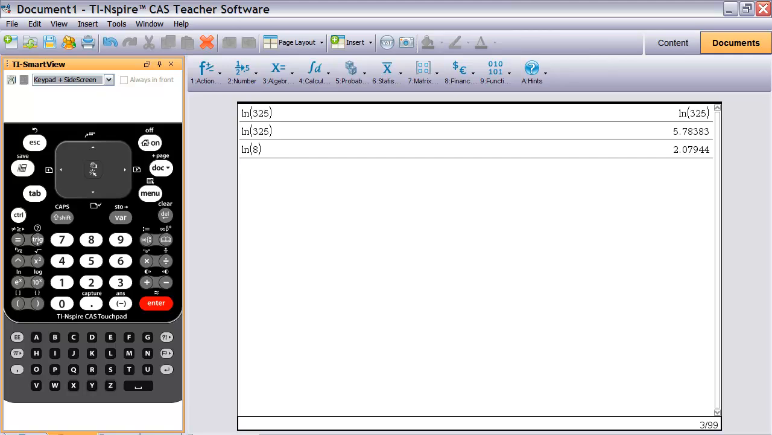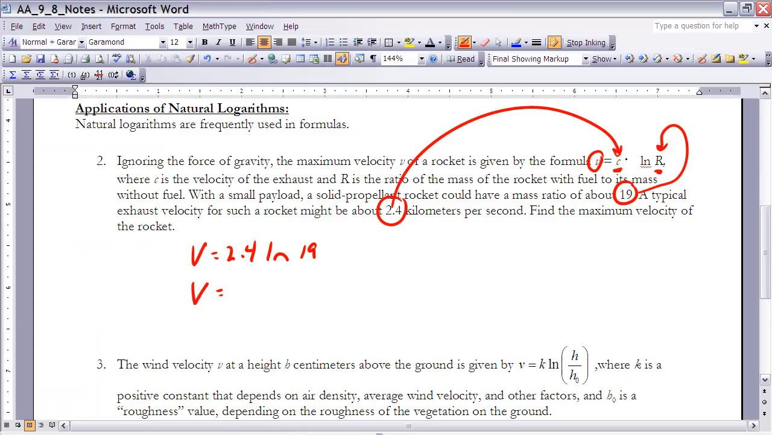So I'm going to enter on my calculator 2.4 times the ln of 19. And if I hit Control Enter, because I want an approximation here, the approximate value, I get 7.06665. So if I round that to the nearest tenth, that's about 7.1. So I'm going to put that in as my answer, 7.1 for that velocity, and that would be in kilometers per second squared for our units.